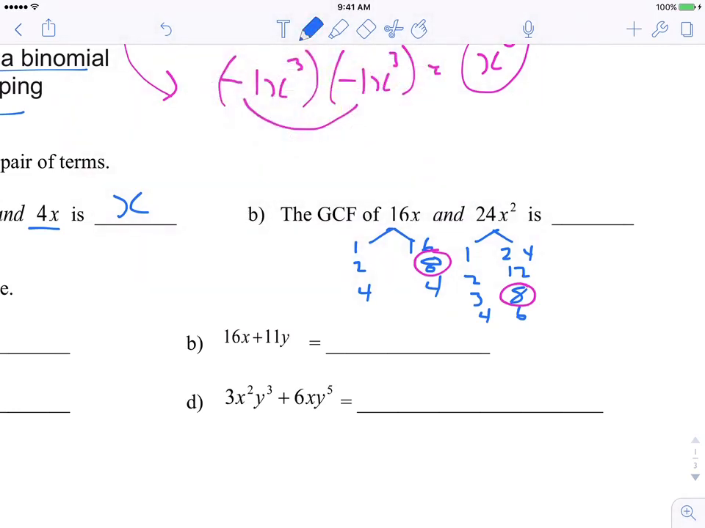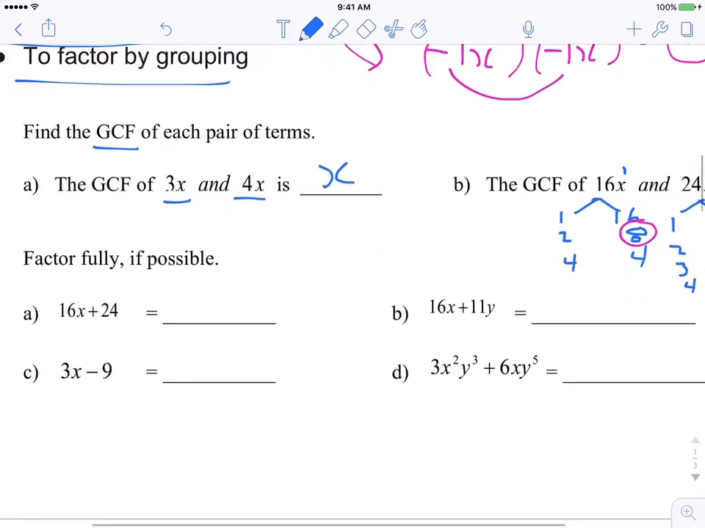And with respect to the variable or variables and their exponents, this is x to the power of 1. Here I have x to the power of 2. So what we have most in common is only an x to the power of 1. So I can take out an 8 and an x. That is the greatest common factor between those two.